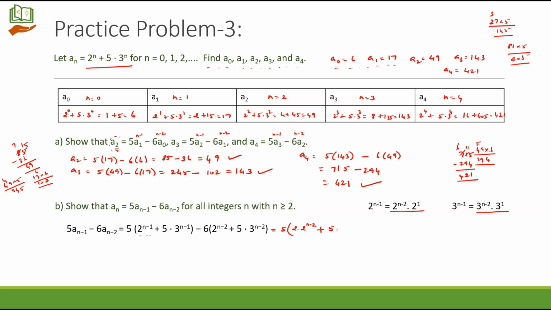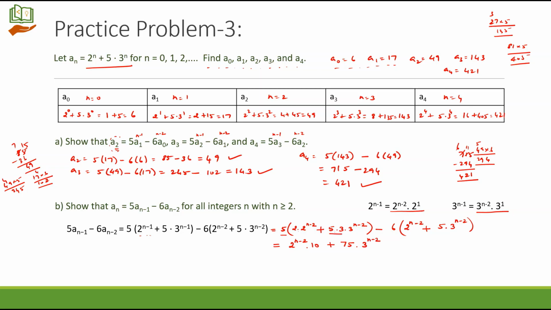So again we will have 5 into 3 to the power of n minus 1 can be expressed as 3 into 3 to the power of n minus 2. I am not keeping it as 2 power 1. Instead I am taking it as 2. Similarly, I am not keeping it as 3 power 1. I am taking it as 3. Minus 6 into 2 to the power of n minus 2 plus 5 into 3 to the power of n minus 2. So this is 5 into 2 which will give 10 plus 5 into 5 is 25, 25 into 3 is 75 into 3 to the power n minus 2.